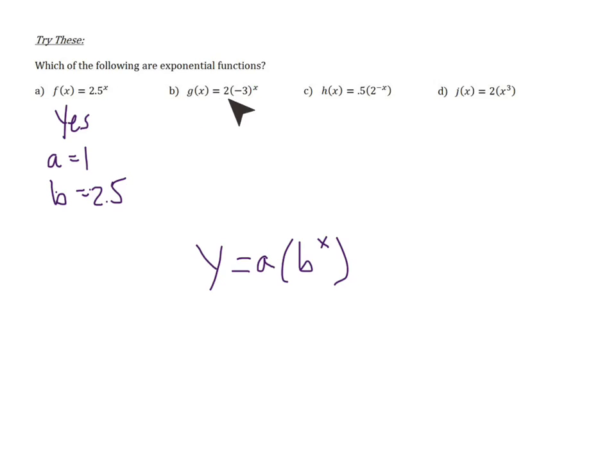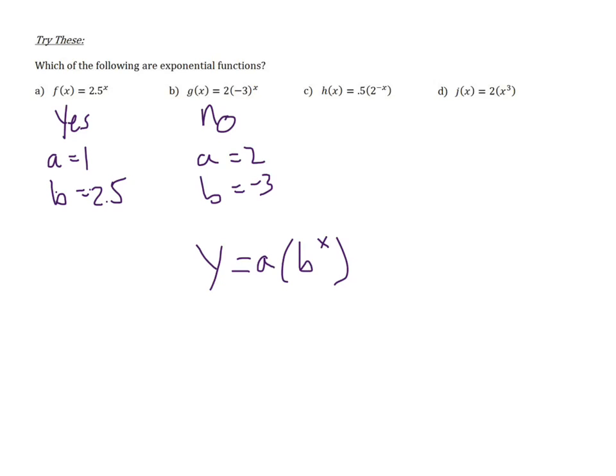How about this one? Well, this one's actually not, because the b value is negative 3. We've got an a value of 2 and a b value of negative 3, so this is not an exponential function. The reason why this doesn't work is because if you take negative 3 to the first power, we get negative 3. Negative 3 to the second power, we get positive 9. Negative 3 to the third power, we get negative 27. The signs are going to bounce back and forth, and we just can't do that. Also, when you get into fractional exponents, you can't take square roots and even roots of a negative number. So that causes lots of problems.